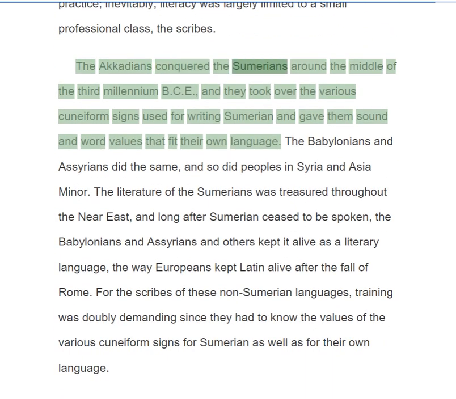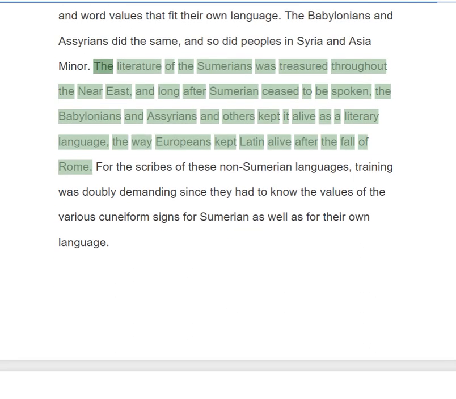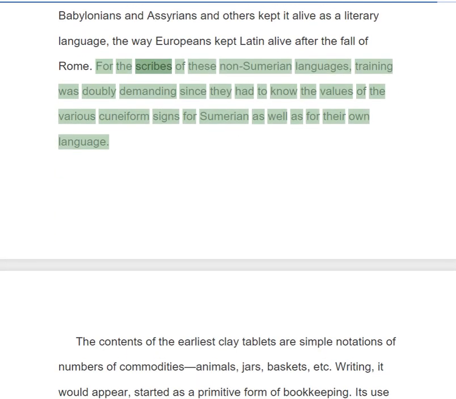The Akkadians conquered the Sumerians around the middle of the 3rd millennium BCE, and they took over the various cuneiform signs used for writing Sumerian and gave them sound and word values that fit their own language. The Babylonians and Assyrians did the same, and so did peoples in Syria and Asia Minor. The literature of the Sumerians was treasured throughout the Near East, and long after Sumerian ceased to be spoken, the Babylonians and Assyrians and others kept it alive as a literary language, the way Europeans kept Latin alive after the fall of Rome. For the scribes of these non-Sumerian languages, training was doubly demanding since they had to know the values of the various cuneiform signs for Sumerian as well as for their own language.